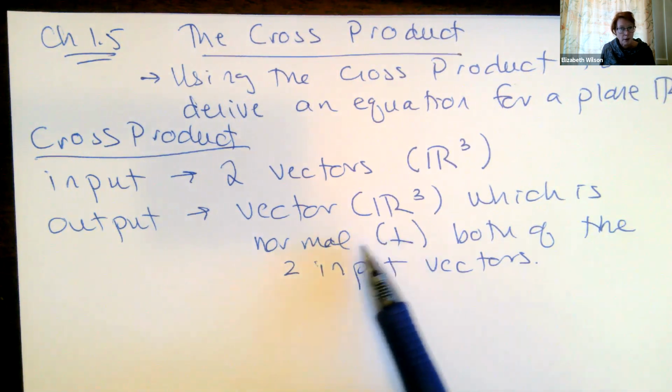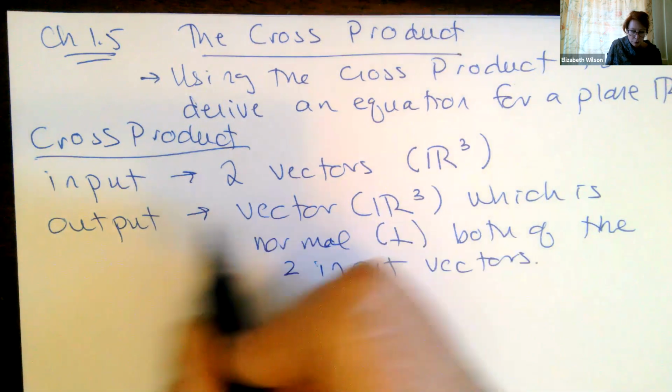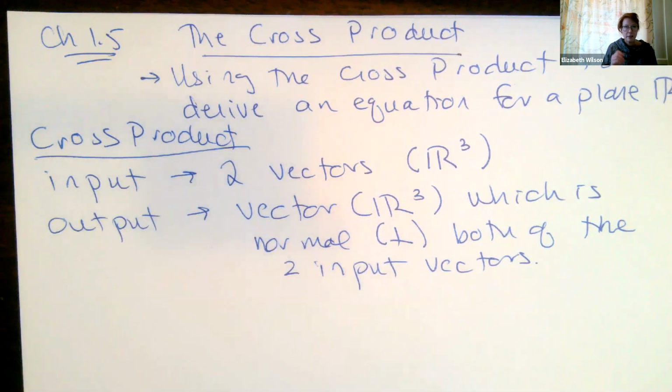Now remember, how do we check to see if 2 vectors are orthogonal to each other? We use the dot product. If I do vector 1 dot vector 2 and that's equal to 0, that means that the angle between the 2 vectors is 90 degrees or pi over 2, okay, which means that they are perpendicular to each other. So my cross product takes in 2 vectors and it returns another vector.